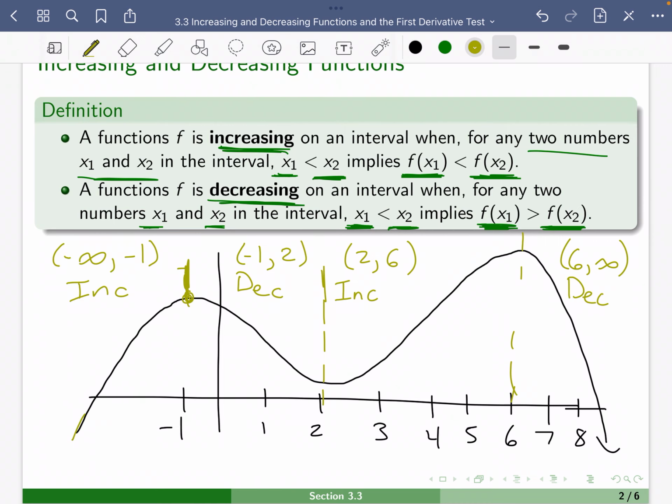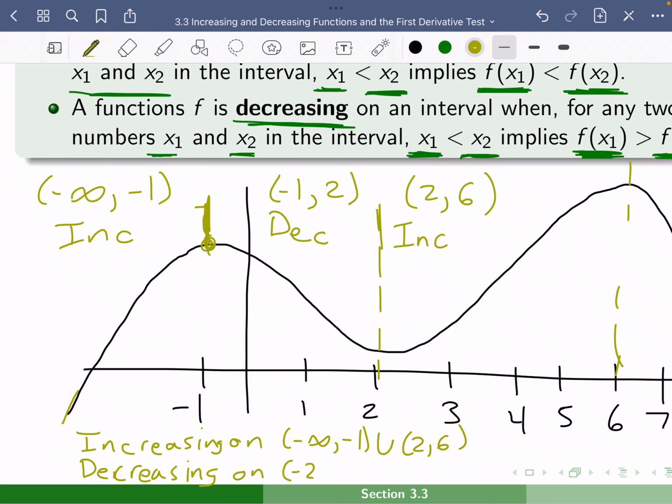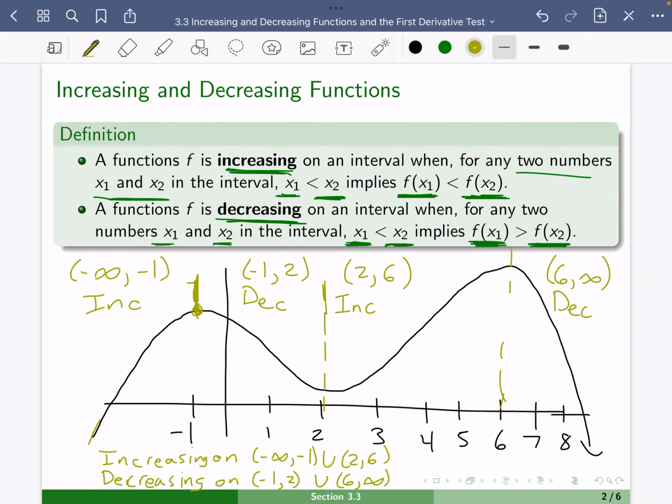We could then write this as we could say it is increasing on the interval from -infinity to -1, union with 2 to 6, and it is decreasing on -1 to 2, union together with 6 to infinity. So those are our intervals of increase and intervals of decrease.